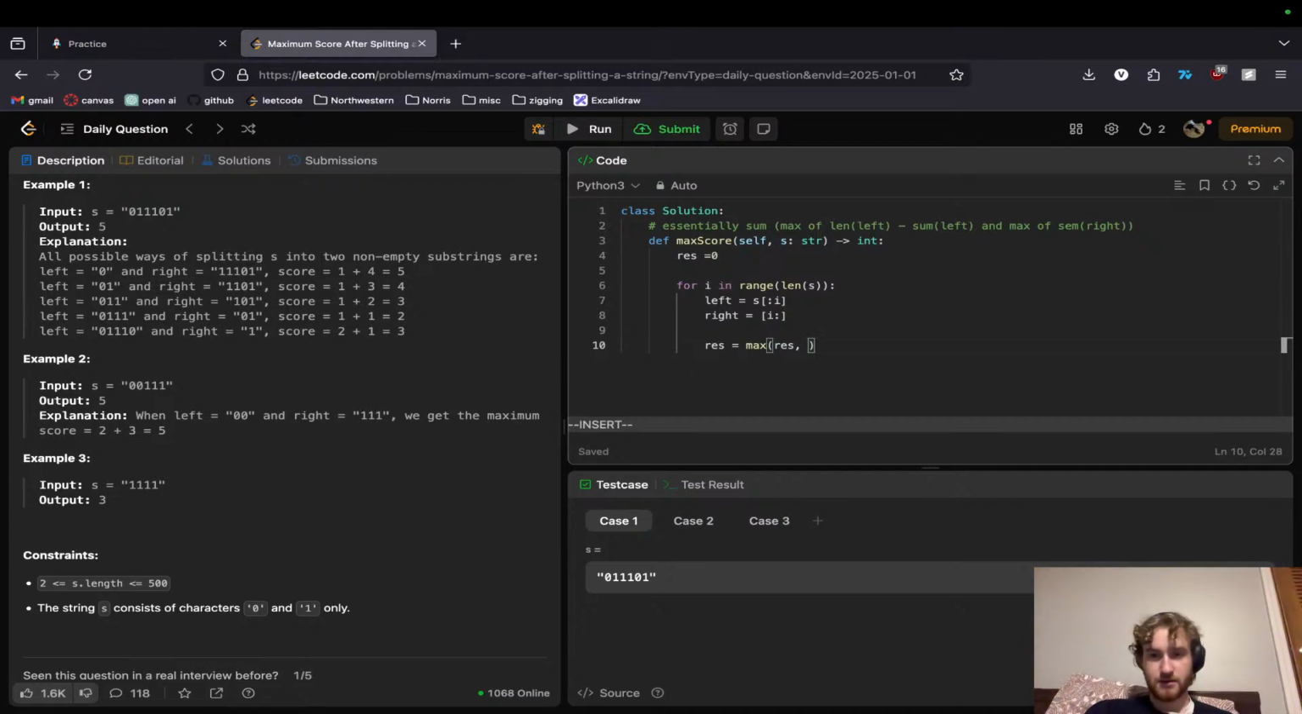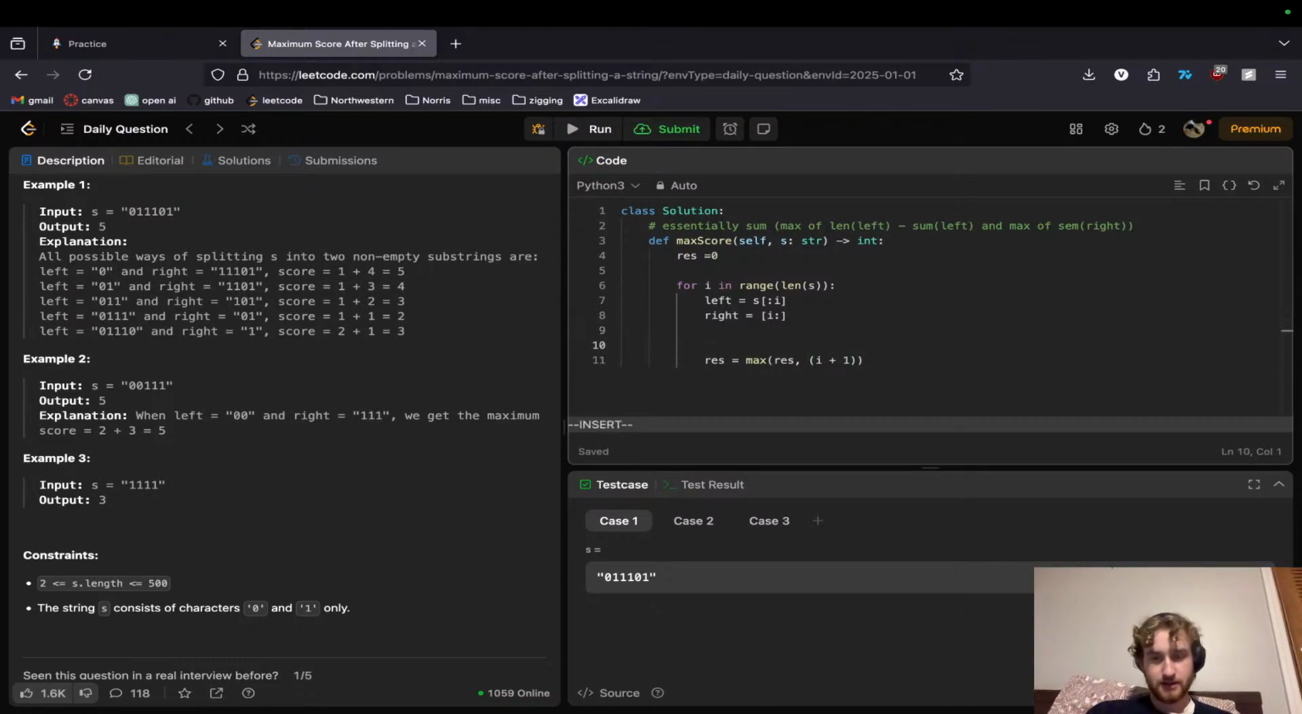Essentially, the length of the left is always going to be i plus 1, I'm pretty sure. Because if i is 1, then that would take this slice, and that is a length of 2. And the score of this is always the length of 2 minus 1, so it has a score of 1. I think that's the right algorithm. So i plus 1.